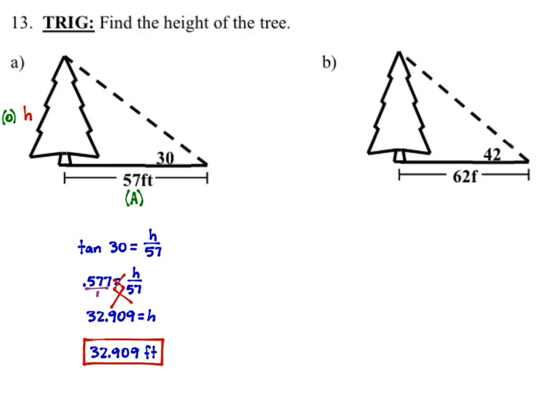For part B, it's the same thing. You've got the height. In fact, everything's in the same position. So the height is the opposite. The 62 is the adjacent. And so it's going to be tangent of 42 equals H over 62.